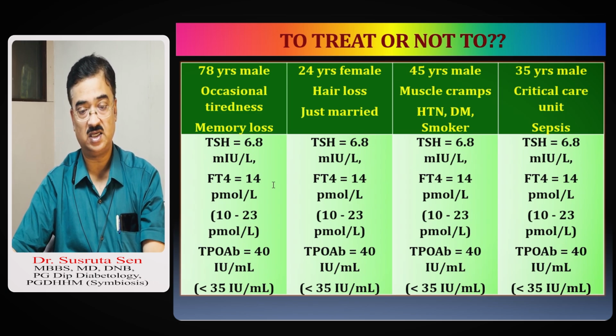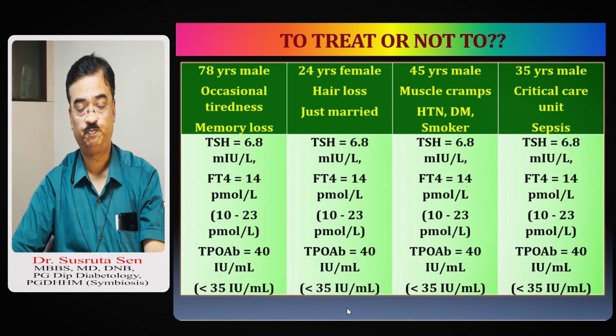TSH 6.8, FT4 14, that means normal. Thyroid peroxidase antibody just above the cutoff range, that means positive. So all four have the same thing: same TSH, same FT4, same anti-TPO. Which one will you treat and which one will you not treat?